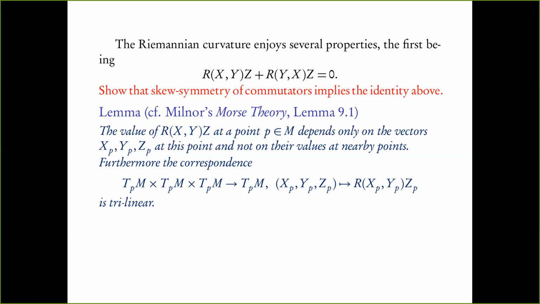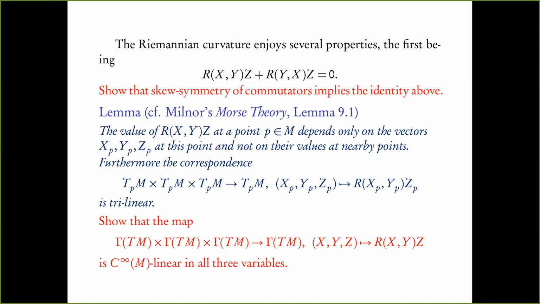Okay. So this is the claim. The first exercise is, if you assume the lemma, then you can show immediately that the map we really want to talk about is this map, which goes from vector fields cross vector fields cross vector fields to vector fields. And what is the map? X comma y comma z goes to the vector field r of x y acting on z. So this is really the map that we want to talk about.